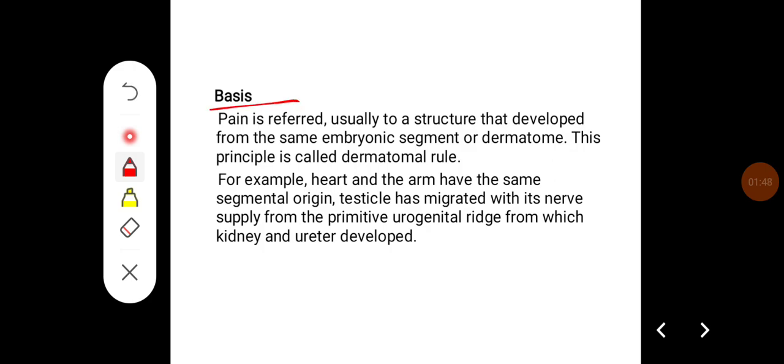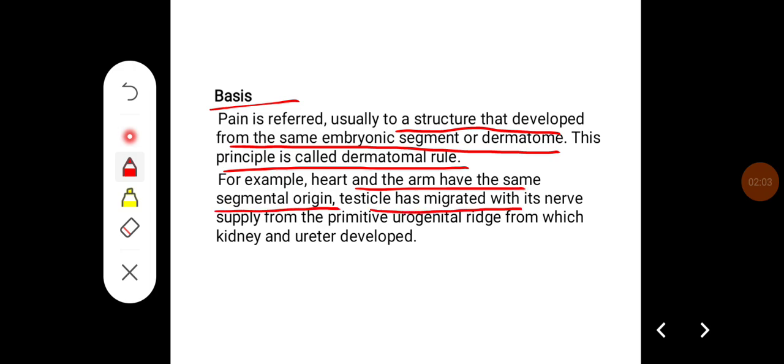The basis of referred pain is usually the structures that develop from the same embryonic segment or dermatome. So this principle is called the dermatomal rule. For example, heart and arm have the same segmental origin. The testicle has migrated with its nerve supply from the primitive urogenital ridge, from which the kidney and ureter have developed.